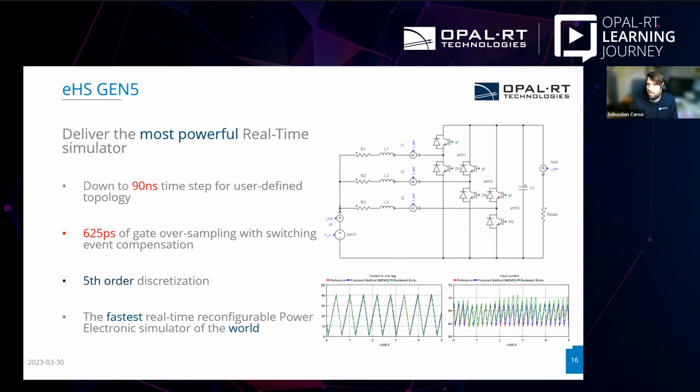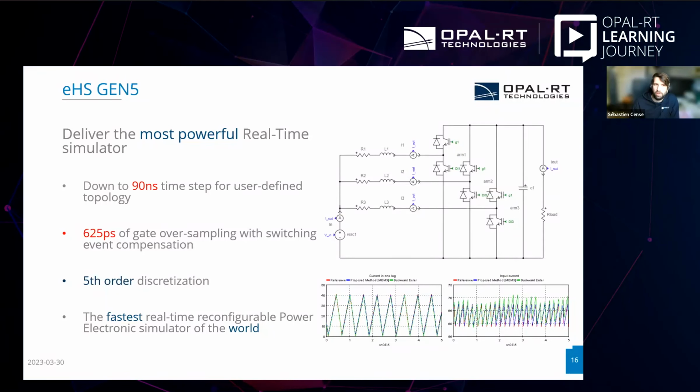You can do all the topology you want with the provided library blocks in order to build your own custom OBC topology. It has a 625 picosecond and unmatched gate oversampling with switching event compensation. So we're gonna oversample the gate events and we're gonna compensate in the results of the electrical simulation in order to have a very accurate result.